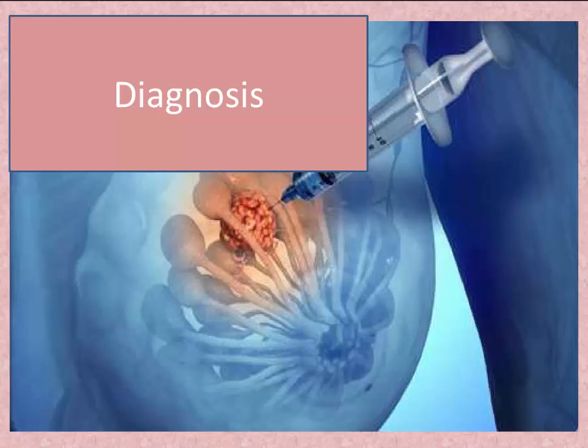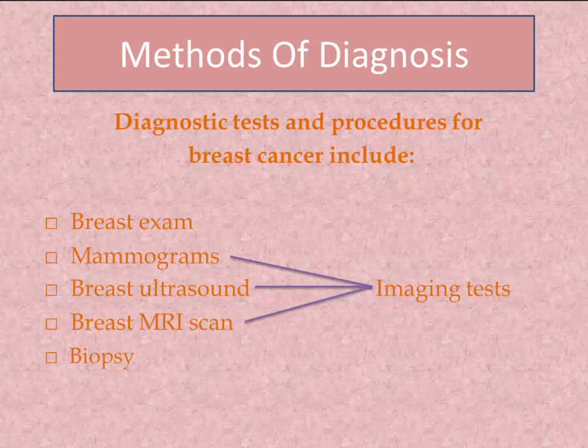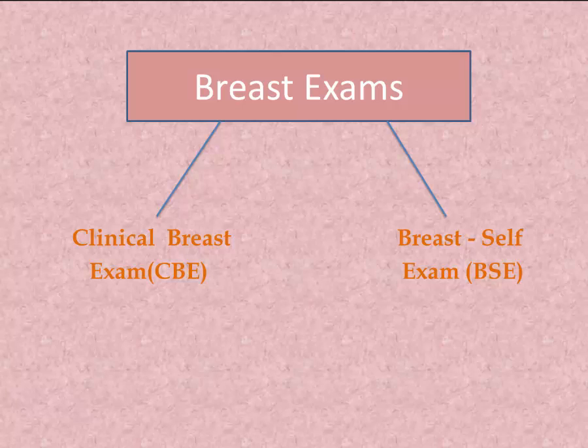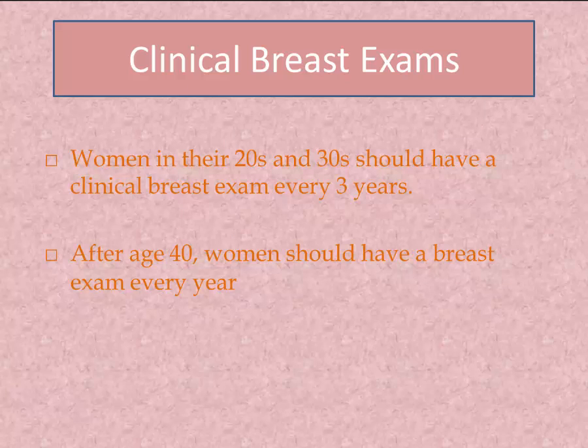Diagnosis. Diagnostic tests and procedures for breast cancer include breast exam, mammograms, breast ultrasound, breast MRI scan, biopsy. Breast exams include clinical breast exam, CBE, and breast self-exam, BSE. Women in their 20s and 30s should have a clinical breast exam every 3 years. After age 40, women should have a breast exam every year.